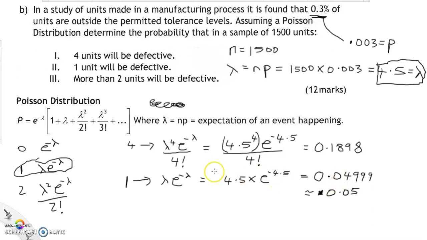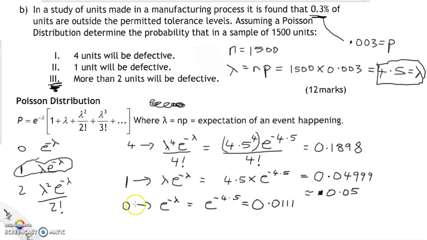Now, part 3. Work out the probability that more than 2 units will be defective. Well, we've already worked out the probability that exactly 1 unit will be defective, and that's 0.05. We can also work out the probability of 0 units being defective. That is e to the minus lambda, which equals e to the minus 4.5, and I get 0.0111, to 4 decimal places.